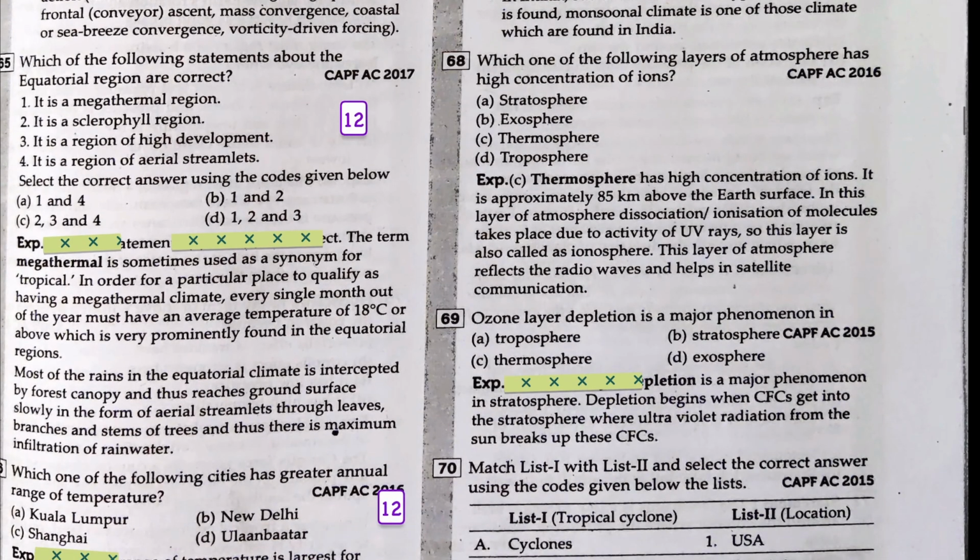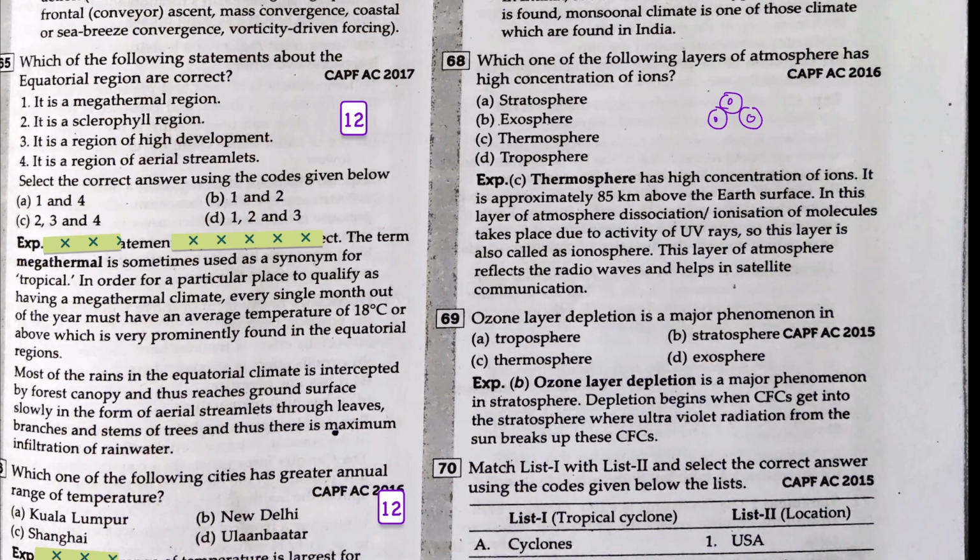Ozone layer depletion is a major phenomenon. Where is ozone layer found? In stratosphere. Hence, ozone layer depletion is in stratosphere. Now, how does ozone layer deplete? You see, ozone is made up of O3, three atoms of oxygen. This is ozone.